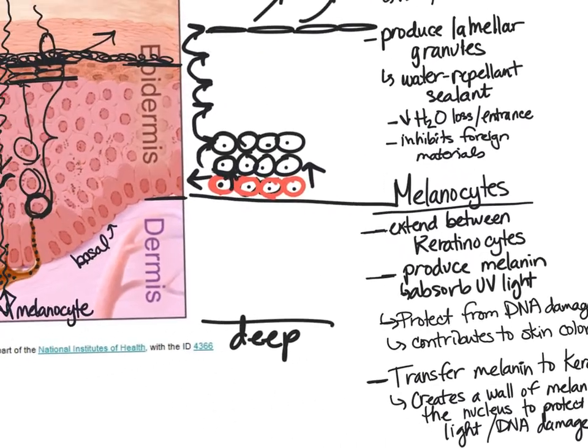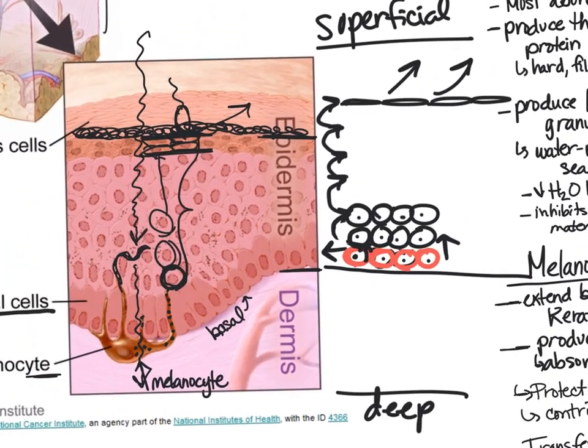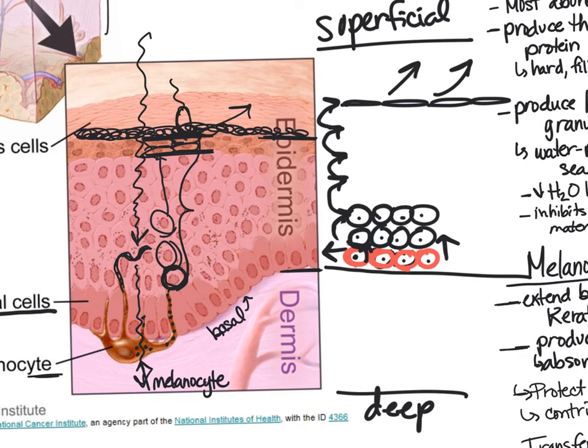So if we go back to our image over here, these projections are going to have melanin in them, and then they're going to transfer that melanin over here, and I believe that's what this image is showing with these dark dots here. So they'll create these little walls around the nucleus to try to protect it from any UV light that's going to come in, and then it'll absorb the UV light rather than damaging the actual DNA that's inside of the nucleus.